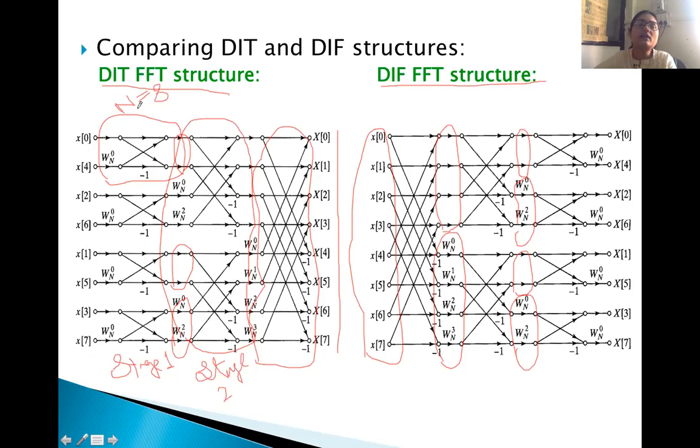Whereas in the DIT algorithm, the multiplication is performed first and then the addition operation is carried out. So that is the difference between the DIT and DIF algorithms. This is the biggest difference between them.